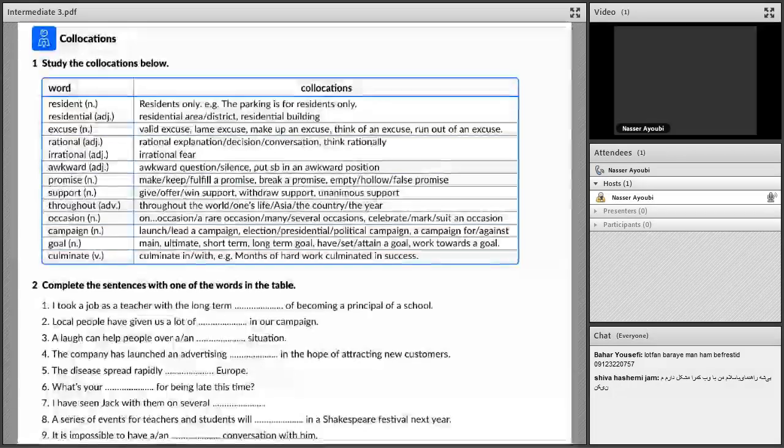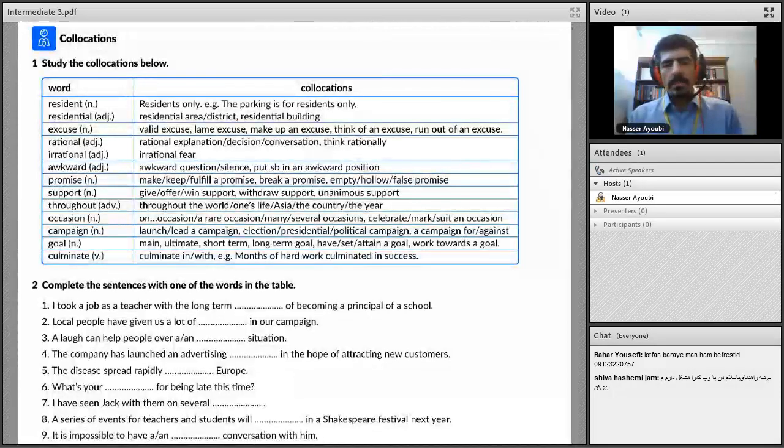All right, we're on page 39, vocabulary bank, collocations. You know what collocation is? Collocation is a collection of some words which come together and make some specific meanings.